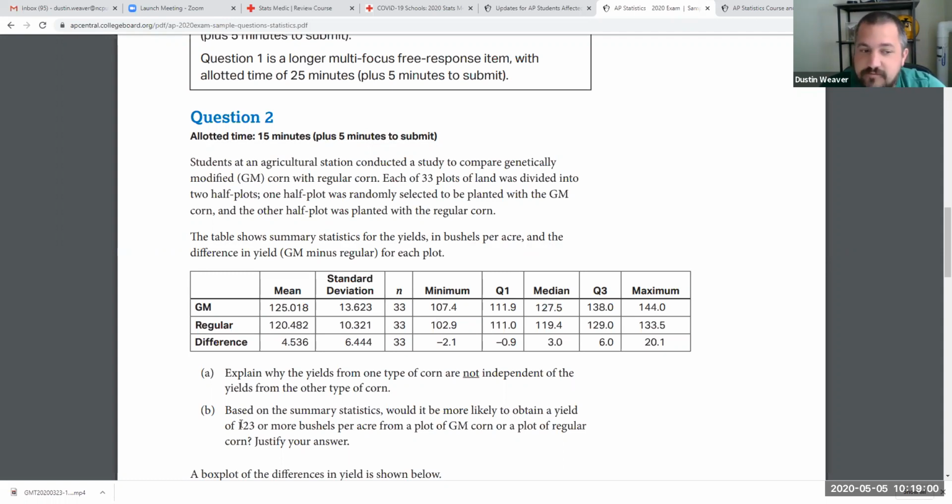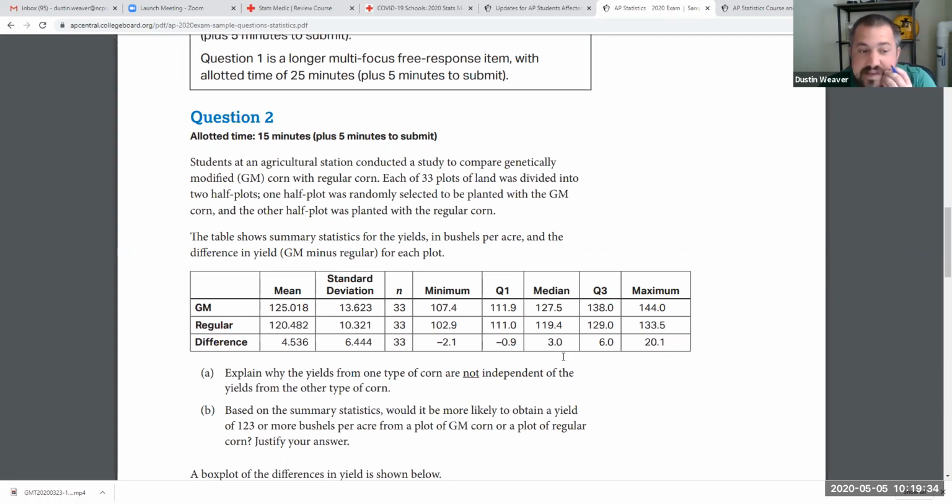Does anybody have a question on that for B? So the key would be to look at the median and see how this one's already past 123. So we know that more than half of them have 123, whereas this one, if you look at the median, it hasn't got to 123 yet. So it'd be less than half of the plots of the regular that have 123. You might have a question there. If you do, I'll take it now. If not, I'll scroll forward.